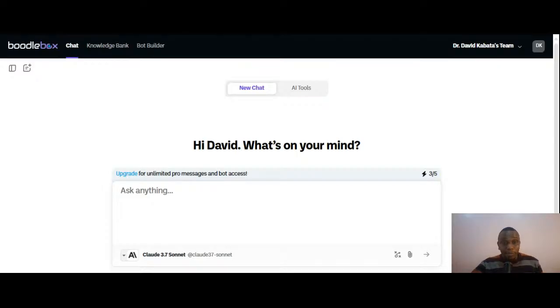You can attach as many papers as possible. In fact, you can take 40 papers and attach them in Boodlebox and see what gaps you are going to get from those papers. This makes it easier for us to identify some of the research gaps that we can address in a given area.